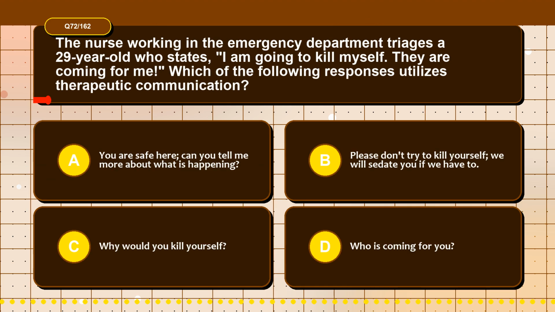Question 72. The nurse working in the emergency department triages a 29-year-old who states, "I am going to kill myself. They are coming for me." Which of the following responses utilizes therapeutic communication? Here are the options. Option A. You are safe here. Can you tell me more about what is happening? Option B. Please don't try to kill yourself. We will sedate you if we have to. Option C. Why would you kill yourself? Option D. Who is coming for you?